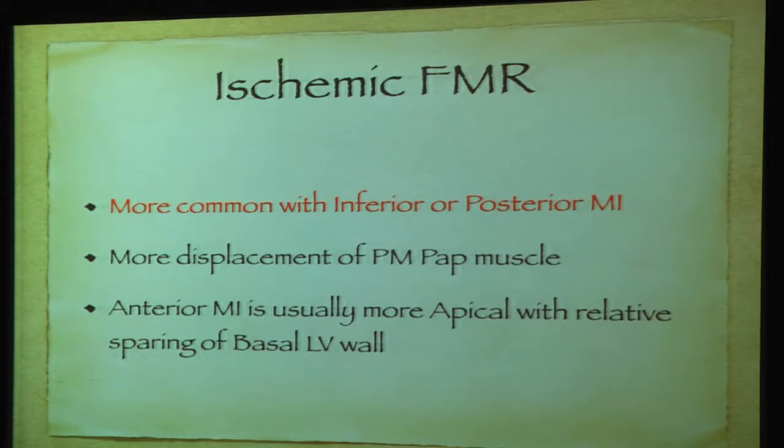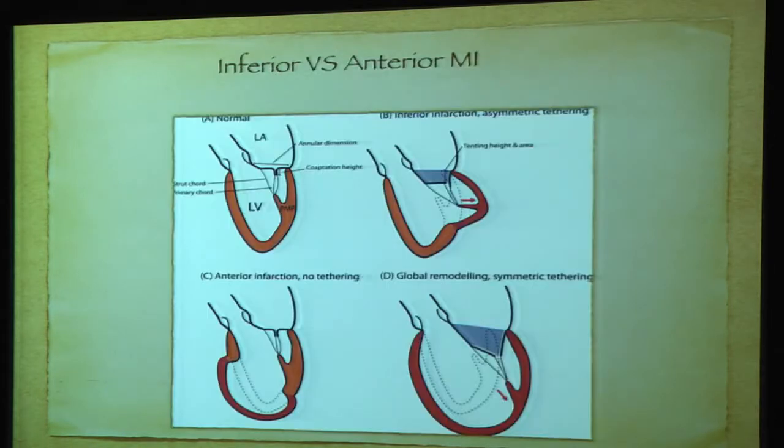Why not anterior? Because anterior MI usually affects more apical segments. Because the basal part is generally spared, it doesn't tug too much and doesn't tether the leaflets too much towards itself. Also, the anterior leaflet is very well supported because of the aortic valve intervalvular fibrosa. And this is the point I want to make. I want you to focus on this: this is the inferior MI.